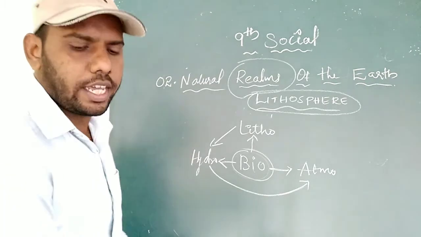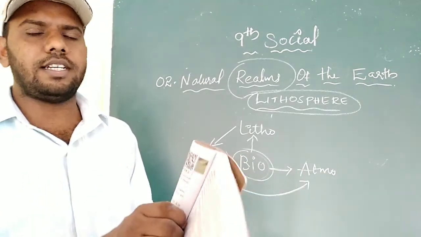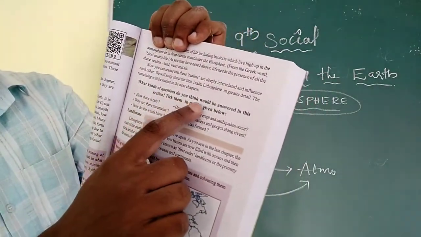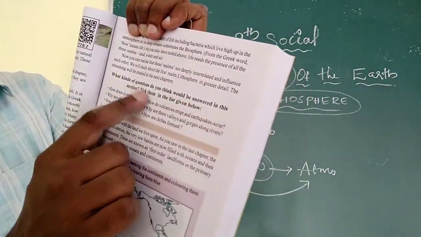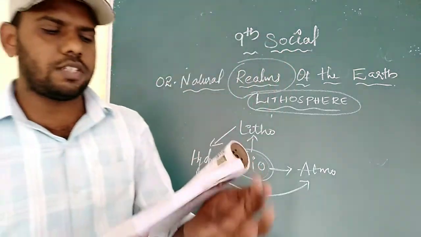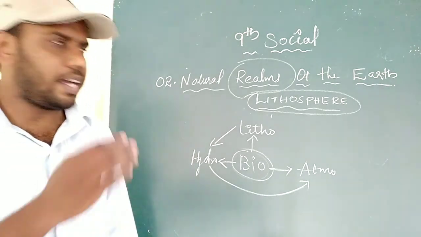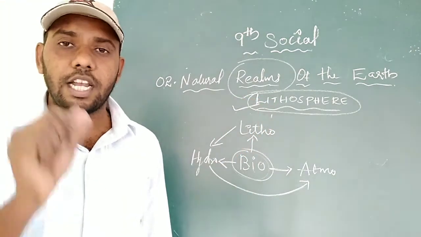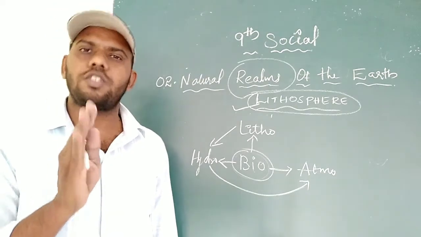Okay, children, take your textbook; there is one question asked. What kinds of question do you think would be answered in this section? Tick them in the list given below. Also observe, children: already we know that in today's session we are studying the lithosphere. To understand the lithosphere means rocks and stones related.